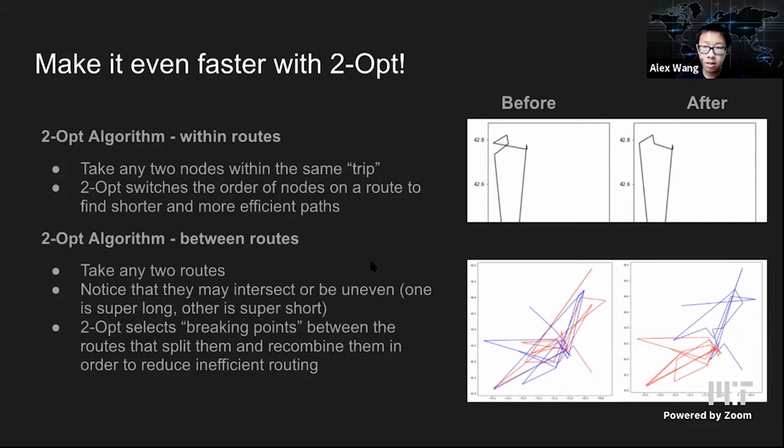Our second algorithm performs 2-opt on multiple routes and focuses on the same strategy, which is to reduce the number of intersections and unevenness between 2 routes. Like the first algorithm, it selects breaking points between the routes, changing the order so that they're more efficient. The picture on the bottom clearly shows how the algorithm can improve the vehicle routing.